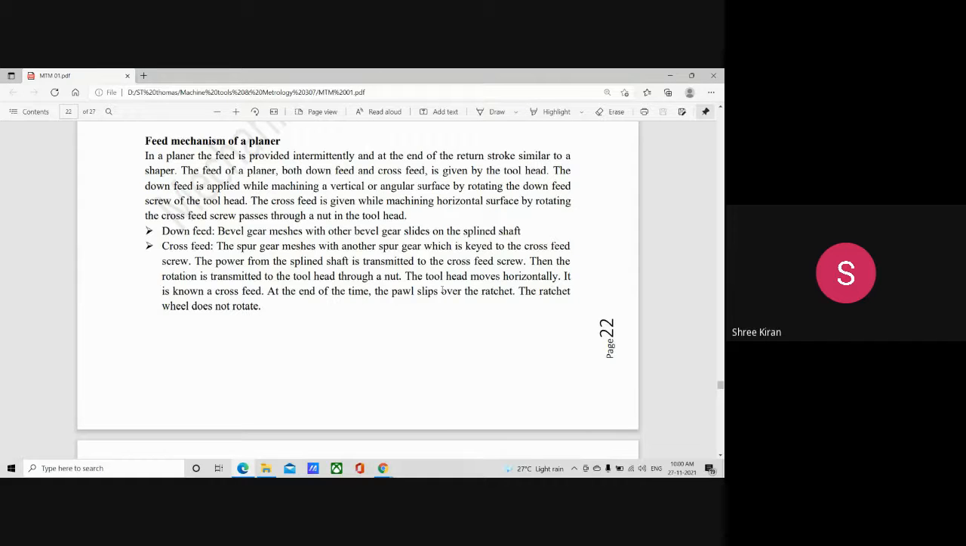At the end of the stroke, the pawl slips over the ratchet and the ratchet wheel does not rotate, so it locks the ratchet and the wheel does not rotate. So in the feed mechanism of a planer, we have both down feed and cross feed. According to the requirement, we can adjust it with the help of a nut and the tool head screw. That's what happens.